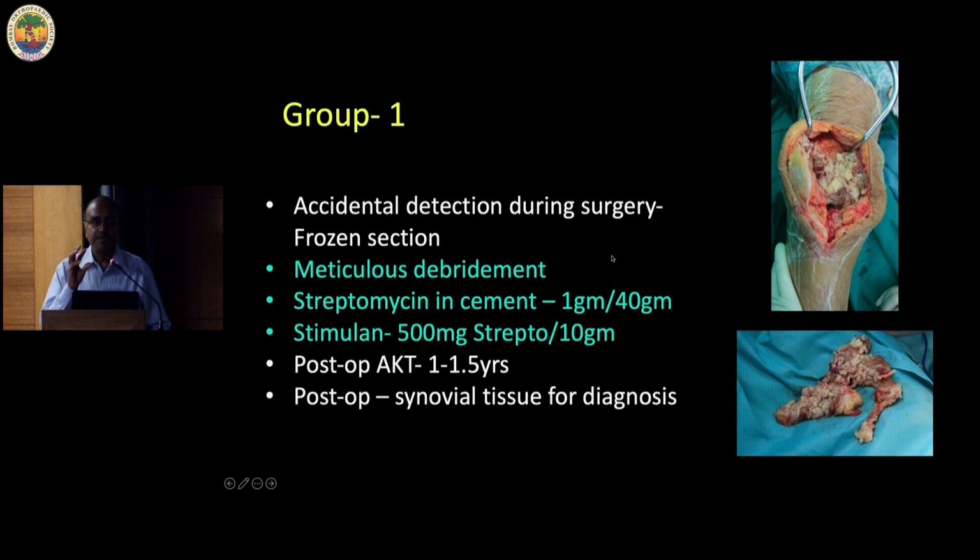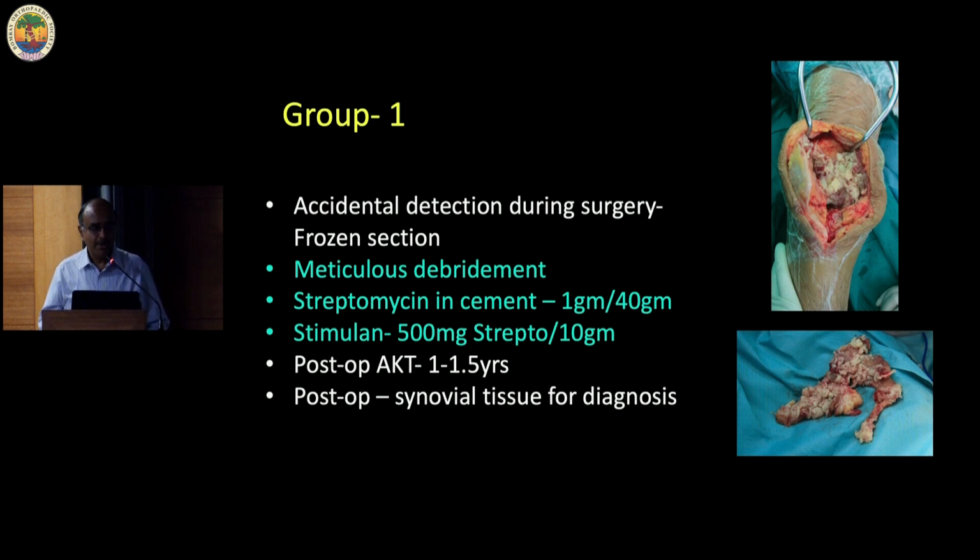and the amount of streptomycin for primary fixation of the components is 1 gram per 40 gram packet of cement. I use Stimulan very often and add 500 milligrams of streptomycin to 10 grams of Stimulan, and put it around the soft tissues, and you can put it inside the intramedullary canal if you are using intramedullary jigs.